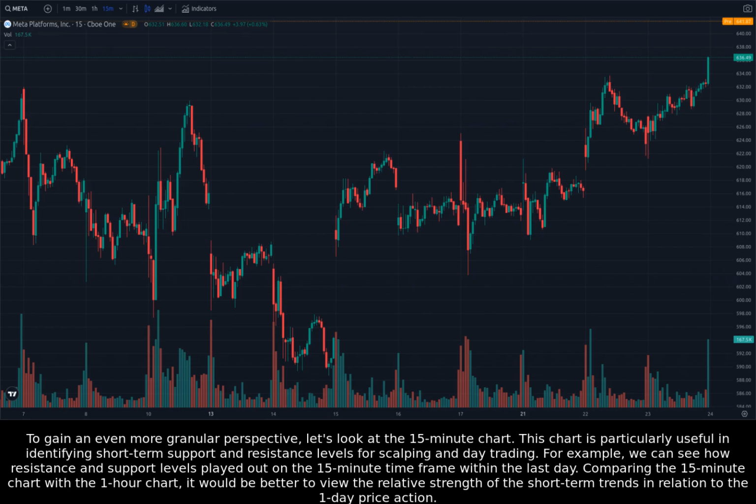To gain an even more granular perspective, let's look at the 15-minute chart. This chart is particularly useful in identifying short-term support and resistance levels for scalping and day trading. For example, we can see how resistance and support levels played out on the 15-minute time frame within the last day. Comparing the 15-minute chart with the one-hour chart, it would be better to view the relative strength of the short-term trends in relation to the one-day price action.